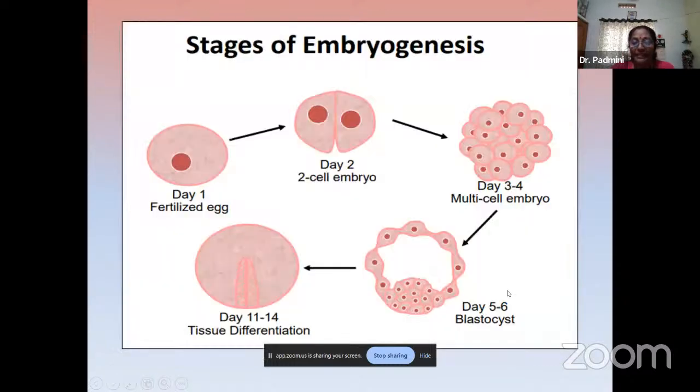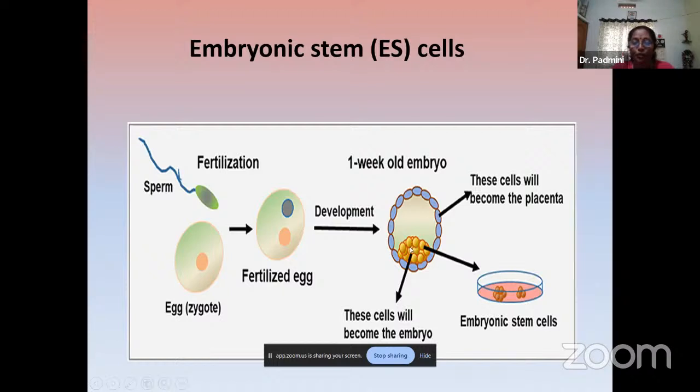So the scientists are interested only in these cells. From these cells, they are going to take out and isolate them, and they are going to grow them in vitro for the different types of cells that they want to grow in the laboratory.